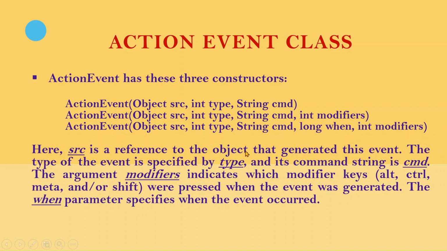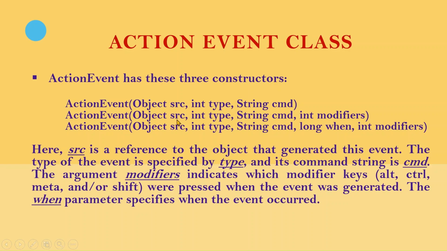The second one says that the type of the event is specified by the type parameter. This is nothing but the ID of the event, which is used to identify the event type. And the third one is the command string, CMD. Here you are going to bind some text to that particular event. Later on, I can retrieve this string by using a method called getActionCommand. This string is user defined. You can give any string which is required for your application.